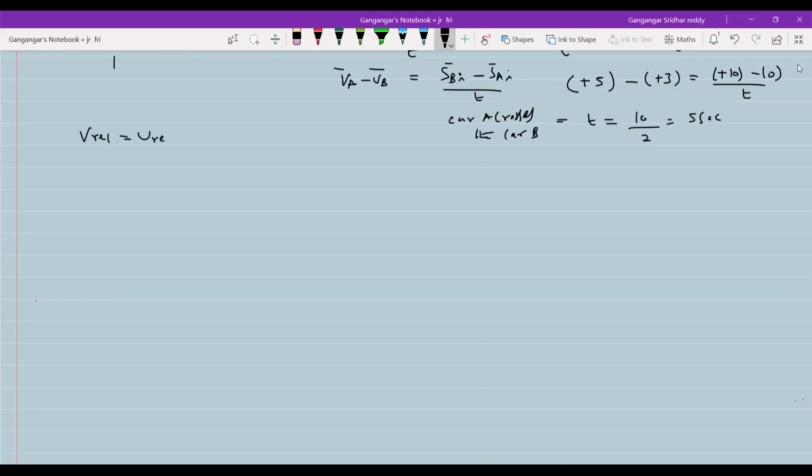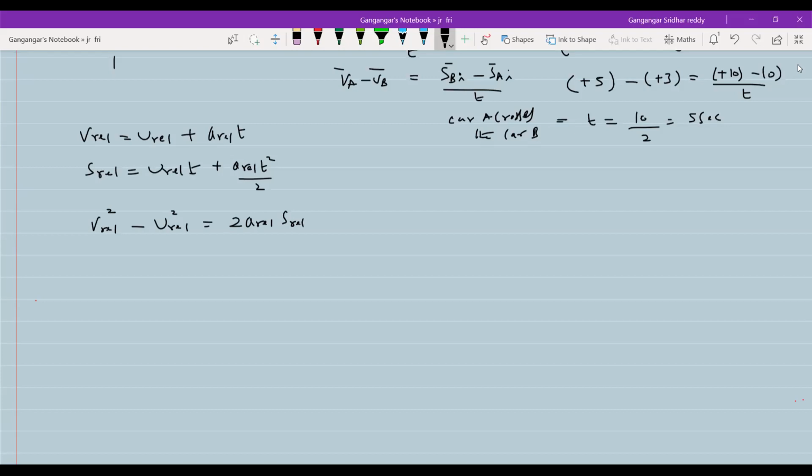V relative equal to U relative plus A relative into T. Then S relative equal to U relative T plus A relative T square by 2. Then V relative square minus U relative square equal to 2 A relative S relative. So the same equations of motion for relative accelerated motion we will modify in this way.